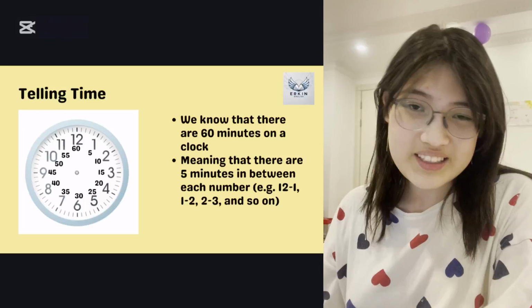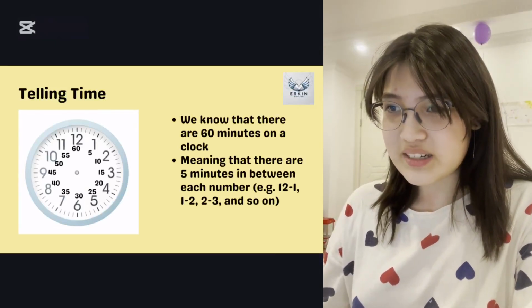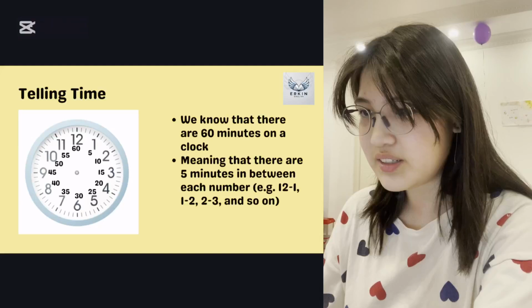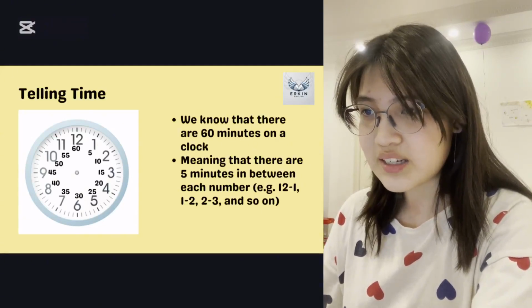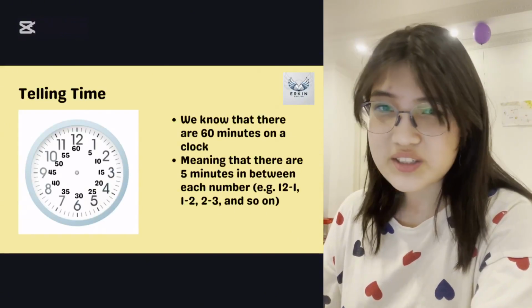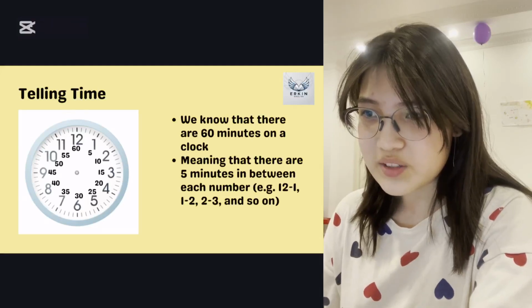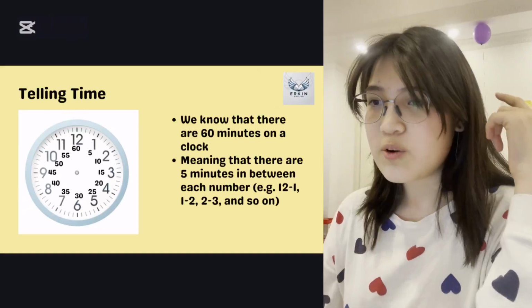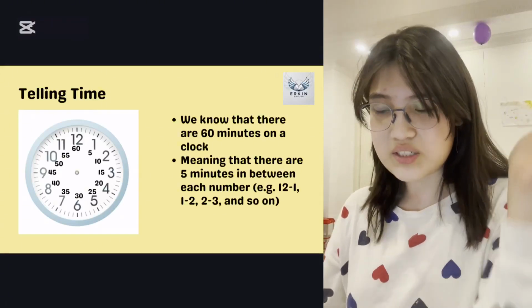which represents that there are 60 minutes in an hour. Now that we know that there are 60 minutes on a clock, it means that in between each section, like in between 12 and 1 and 1 and 2, 2 to 3, there are 5 minutes in between each section, meaning that if, for example, the clock would be showing 12 with the minute hand, then we would know that it's 60 minutes. Or if the minute hand would be showing 10, we'd know that it's 15 minutes.